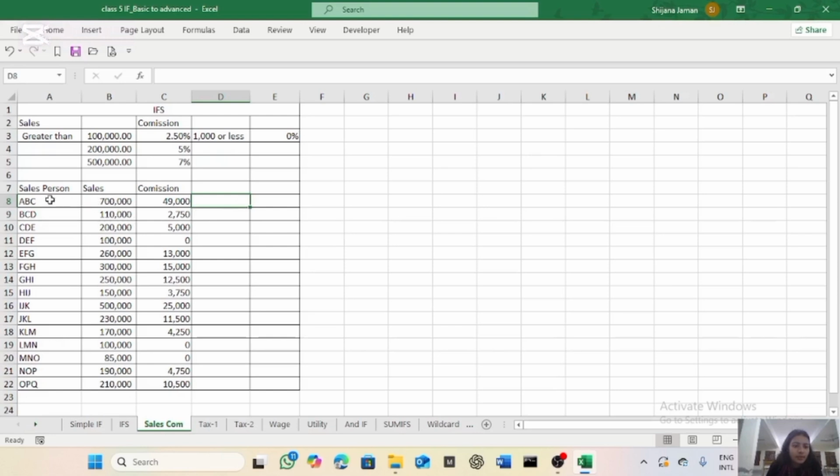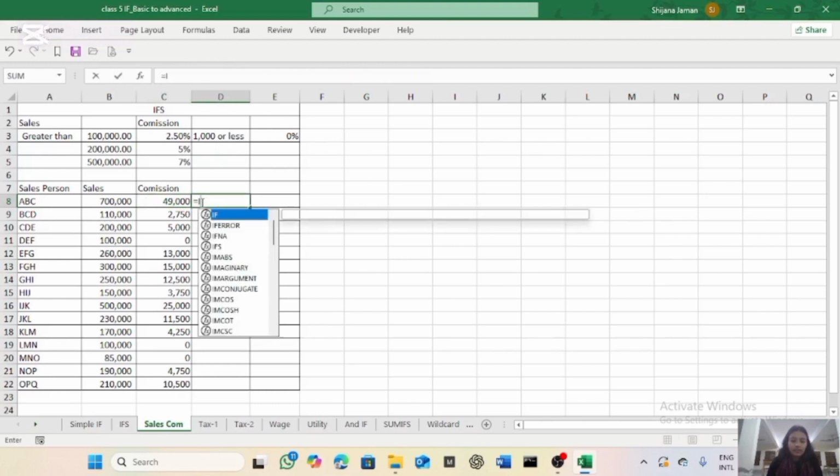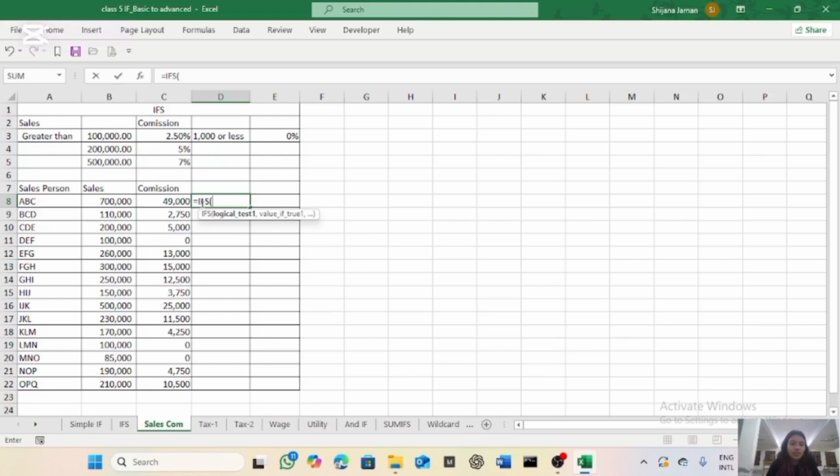Sales of 7,50,000 of salesperson ABC. If sales greater than 1 lakh, commission will be 2.50%. If sales greater than 2 lakh, commission will be 5%. If sales greater than 5 lakh, he will get commission 7%. So first of all we have to press equal IFS formula. Logical test. We are calculating ABC's commissions.